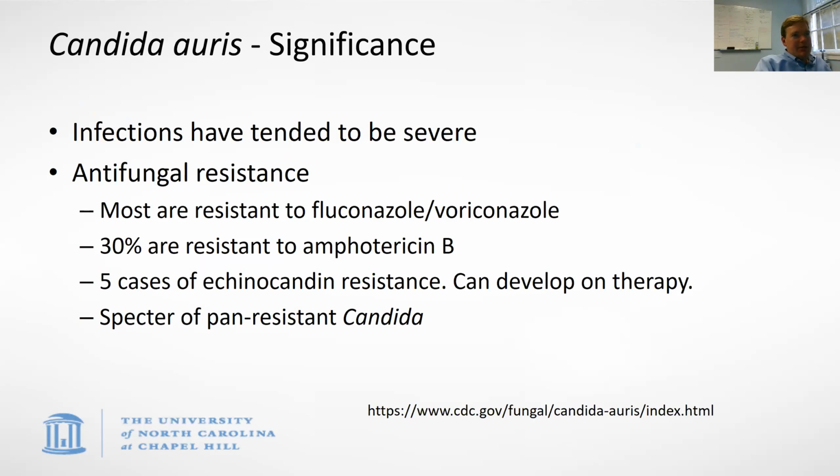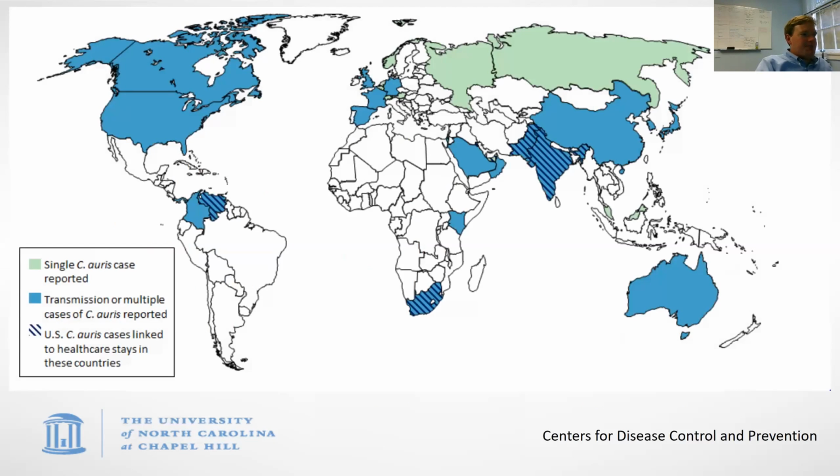So a patient was doing okay on an echinocandin, which is sort of the drug of choice, but then failed because the Candida became resistant. So there is this specter of pan-resistant Candida that we couldn't have any antifungal for. When patients get these infections, it's not a good situation usually. And if you can't treat them effectively, a favorable outcome is unlikely.